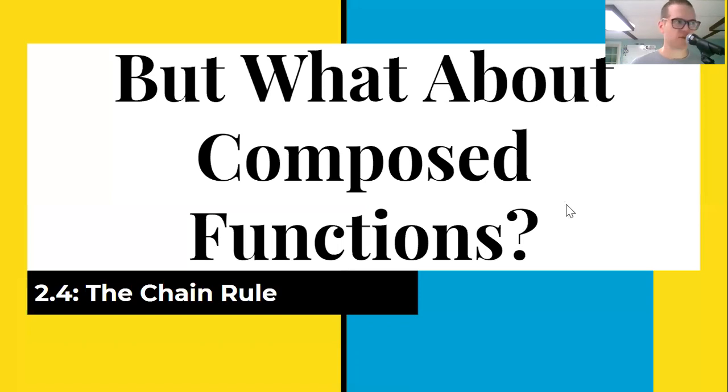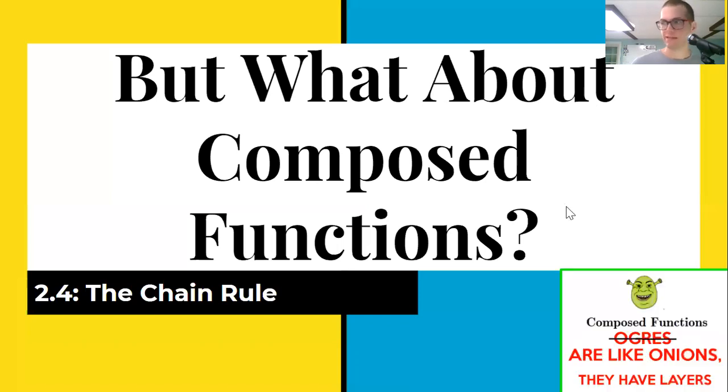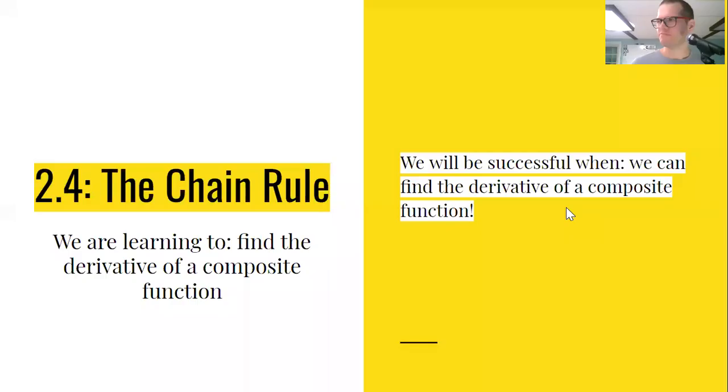So that's what the chain rule is all about. And composed functions are like onions. They have layers. We're going to be successful when we can find the derivative of a composite function. I really should update these learning objectives because, man, I really wasn't that creative when I came up with these ones. RIP.